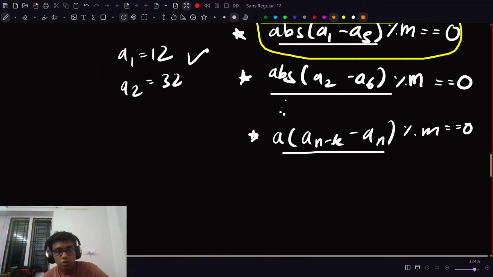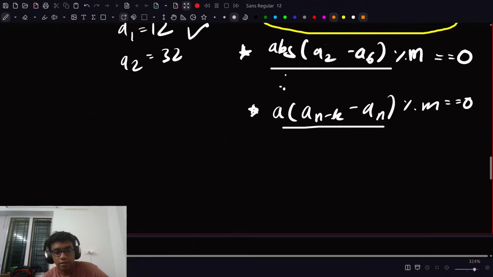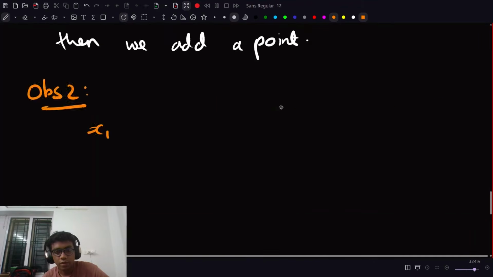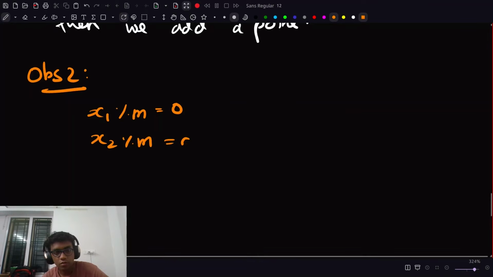I'm just going to call a1 minus a5 as, let's say, x1, similarly a2 minus a6 as x2, and so on. So our equations become x1 mod m is 0, x2 mod m is 0, x3 mod m is 0, and so on, xn mod m is 0.